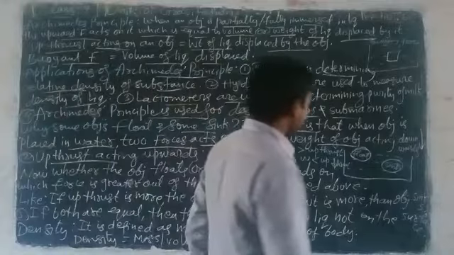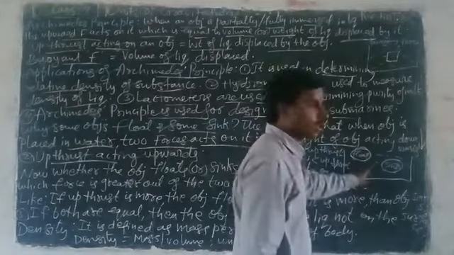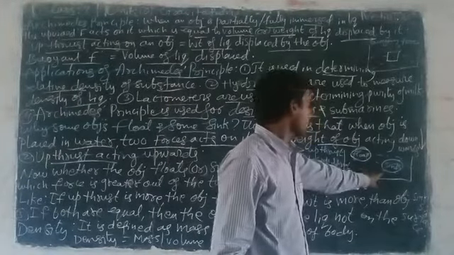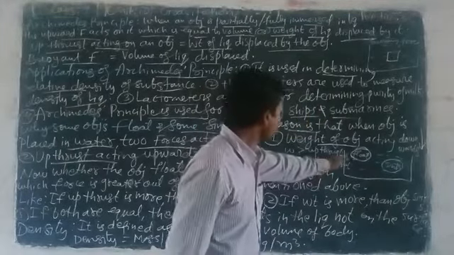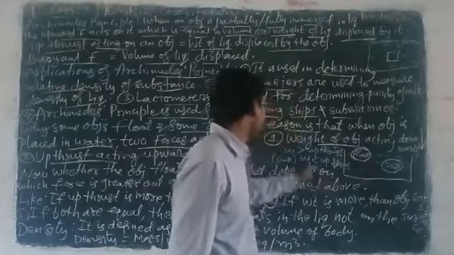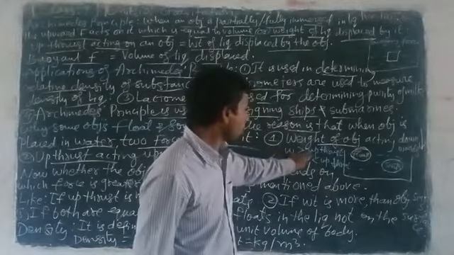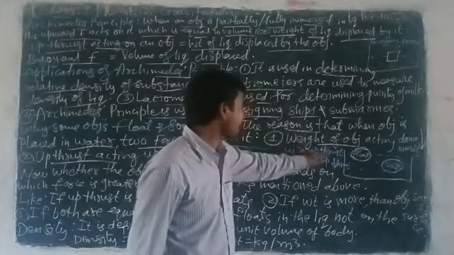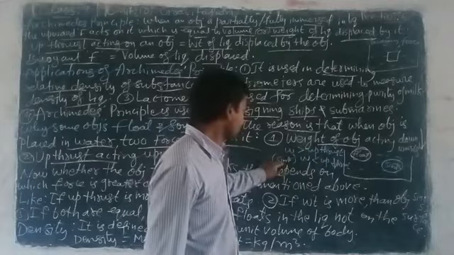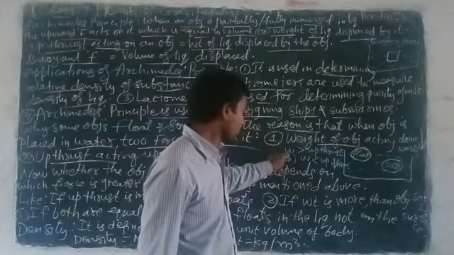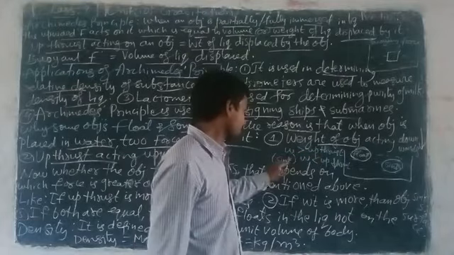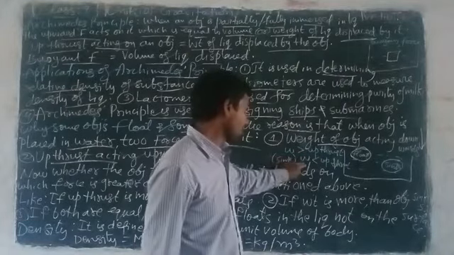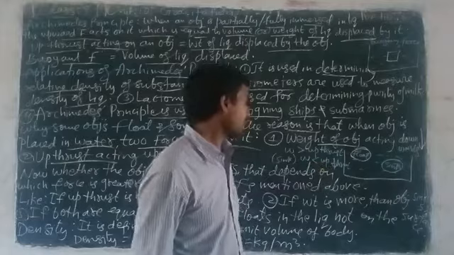Here, very clearly, I have taken two objects in water. One is in the water, one is on the surface of the water. So this one floats, this one sinks. Here the weight of the object is greater than the upthrust, so it sinks. If the weight of the object is less than the upthrust, it floats.